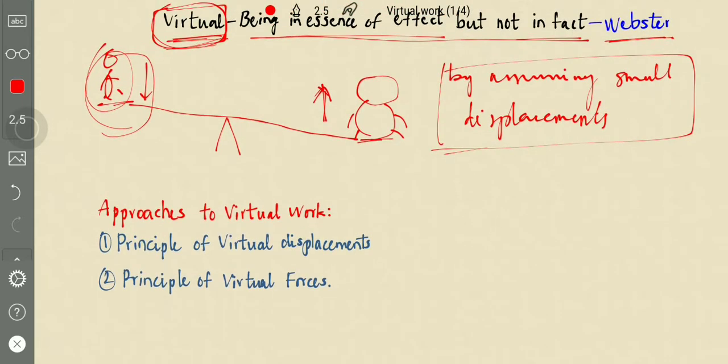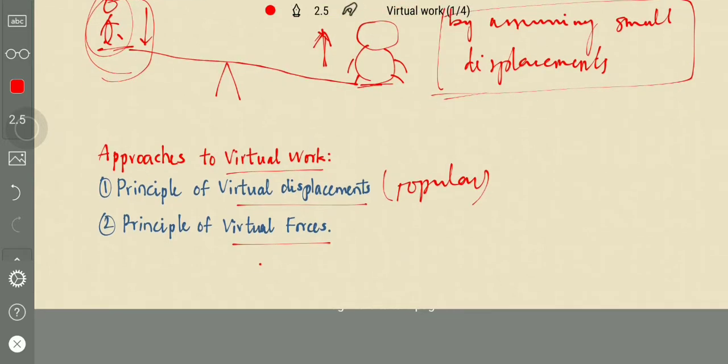So virtual work has two approaches. One is virtual displacements and another one is virtual forces. The virtual displacement is the popular one, and we are going to study only the principle of virtual displacement.